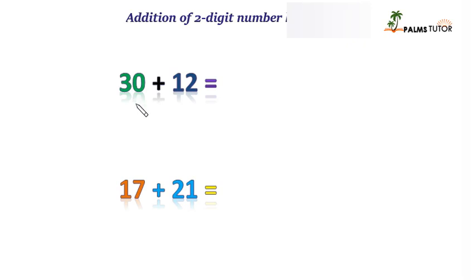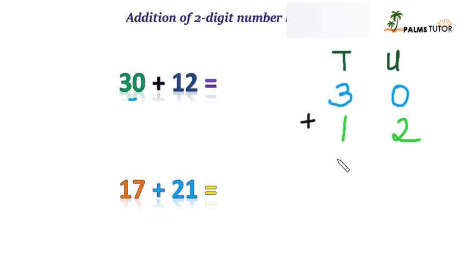Let's say we want to add 30 plus 12. Firstly, we write tens, then unit. We write the numbers under each place value, which we call the rooms. So 30 is 3 tens and 0 units. 12 is 1 ten and 2 units. So we go ahead to add the numbers 30 plus 12.